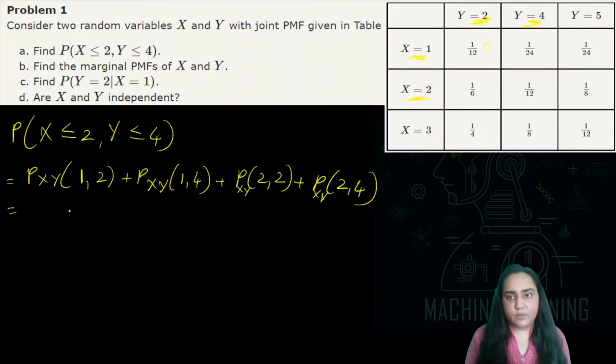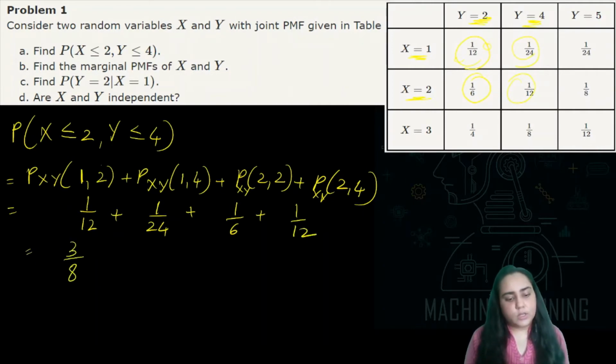Then we just find those probabilities. From the table, x equal to 1 and y equal to 2 is 1 by 12. X equal to 1 and y equal to 4 is 1 by 24. Put 1 by 24 plus 2 comma 2, which is 1 by 6. 2 comma 4 is 1 by 12. If you add all this, you will get 3 by 8. So that's the answer for this first question.